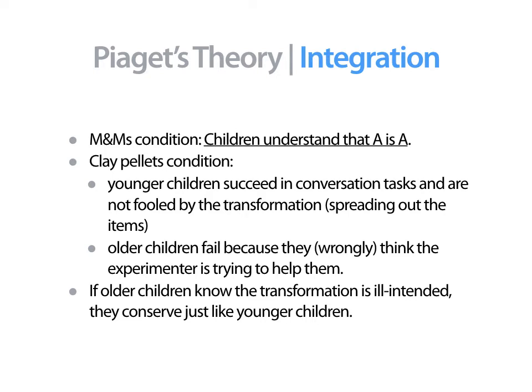So the M&M's condition shows that children do understand that A is A. And in the clay pellets condition, something more complicated happens. Younger children succeed in the conservation task and are not fooled by the transformation. Older children fail because they wrongly think that the experimenter is trying to help them. But if older children know the transformation is ill-intended, like because it's being done by Naughty Teddy, then they can perform just as well as younger children. But overall, it seems that children's default understanding is that A is A.